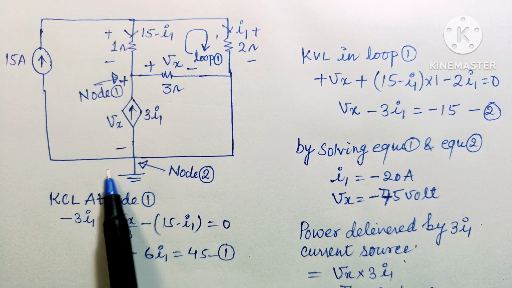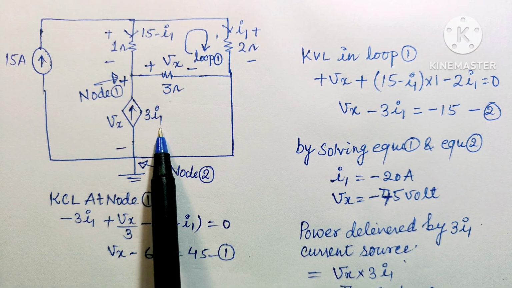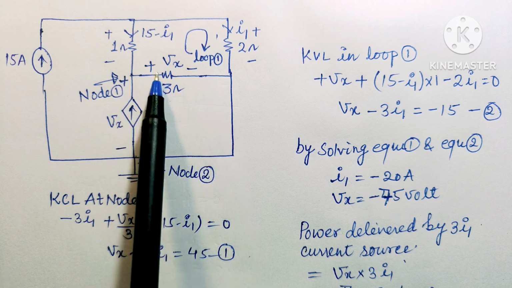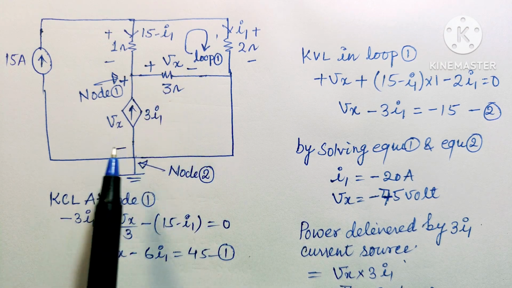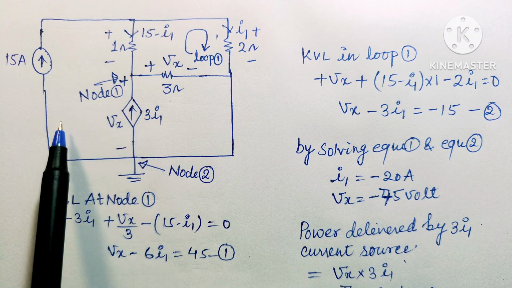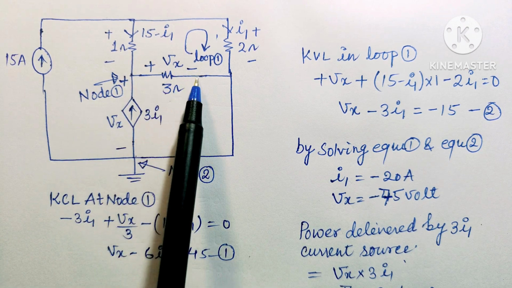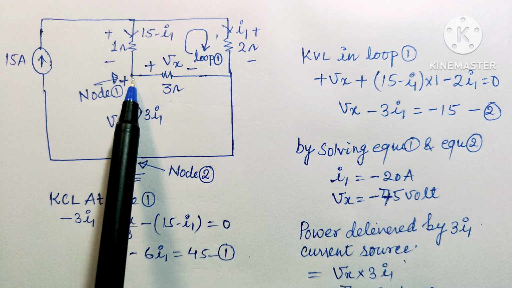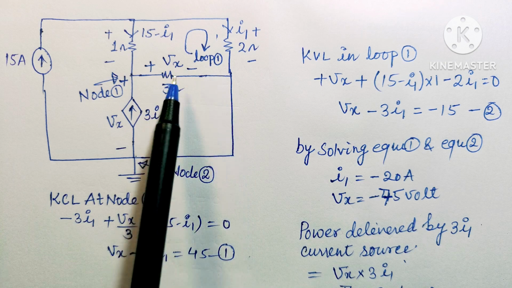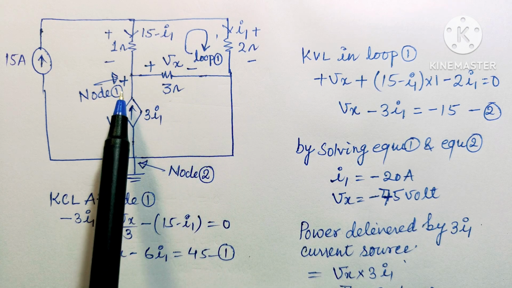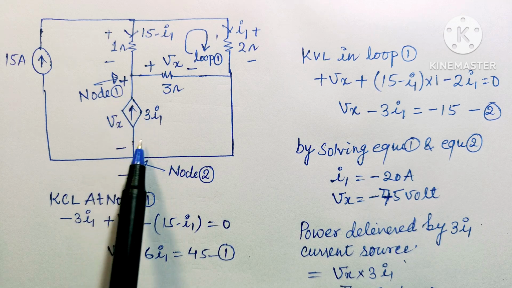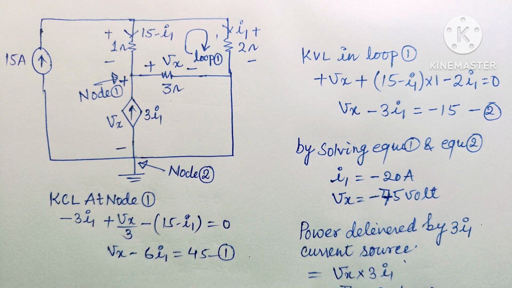As we can see in the question, this 3I1 current source is given, and the voltage across this 3 ohm resistance is given as plus minus Vx volt. Now assume this is node 2, which is grounded, and this is node 1. This voltage Vx is between node 1 and ground, so Vx is across this 3 ohm resistance. Clearly, this Vx voltage will also be applicable for this 3I1 current source.